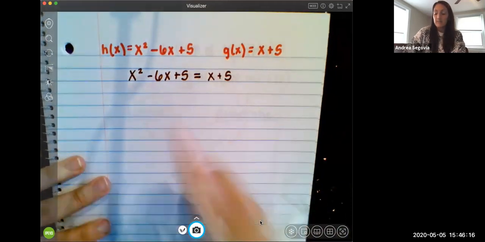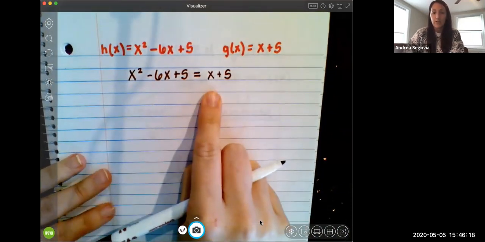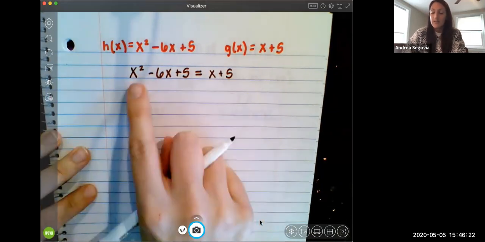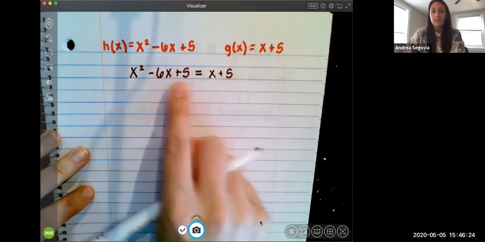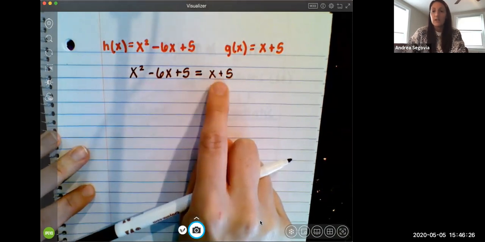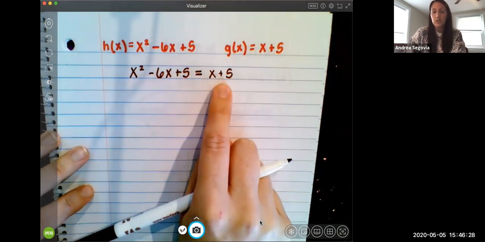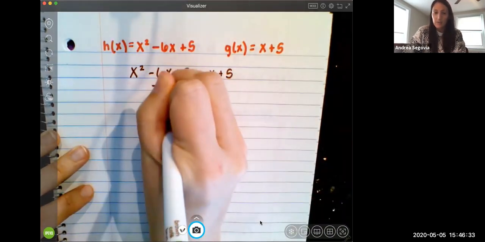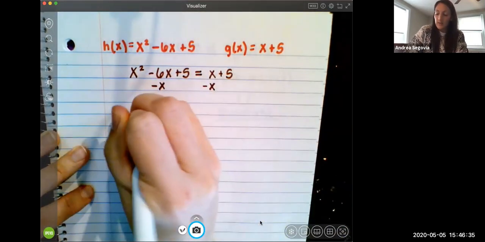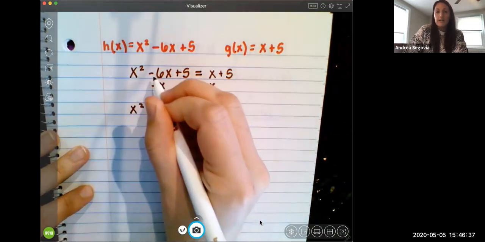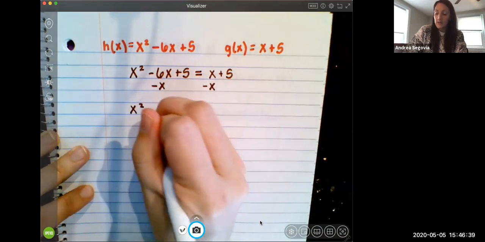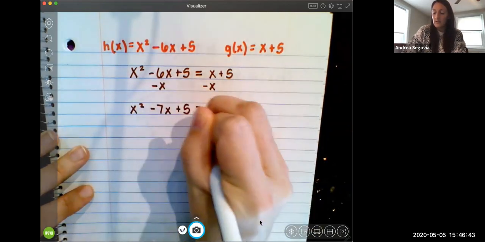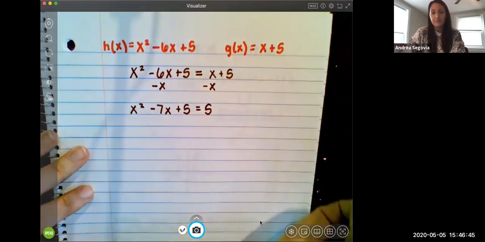Okay, great. I did my first step. I set them equal to each other. Now my second step is to get one side equal to 0. The left side has 3 terms. The right side has 2. So I want to get rid of the right side because there's less terms. We're going to minus our x from both sides. That leaves me with x squared minus 6x minus another x is minus 7x. Still have my plus 5 equals 5.